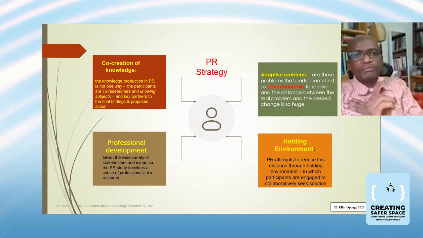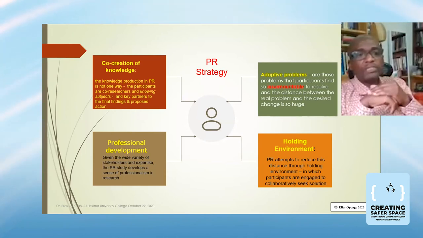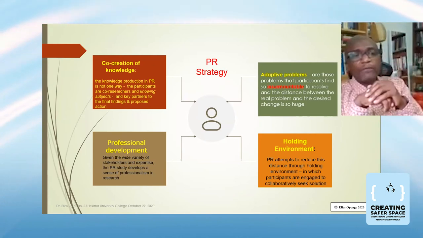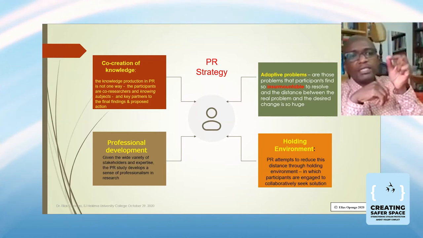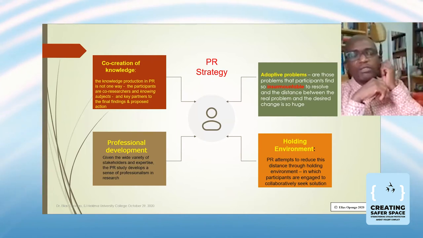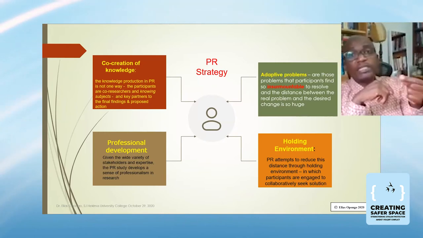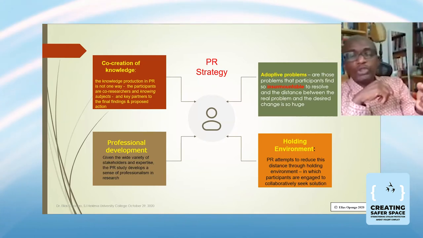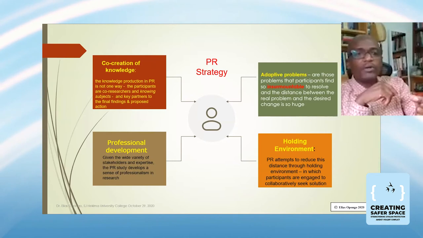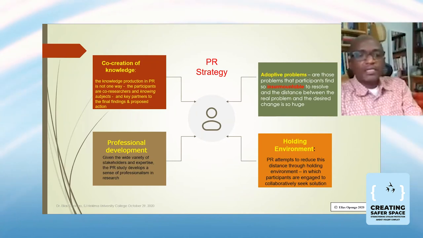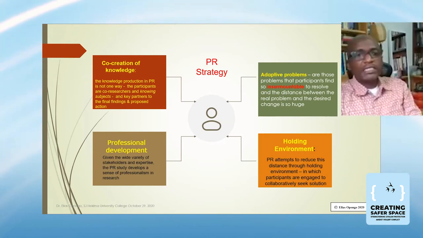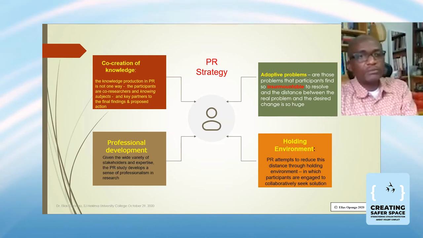Another is co-creation. We are still in the PR strategy or key components. Co-creation of knowledge: as we engage in the PR, we have to know that every participant co-creates knowledge. They are a knowing subject, what we call a knowing subject. They're not there just to respond to your questions. They're there to share their knowledge, whereas in traditional research our emphasis is often just on the direct responses that we get, even within questionnaires. No, in this case you're dealing with people who are sharing knowledge with you.